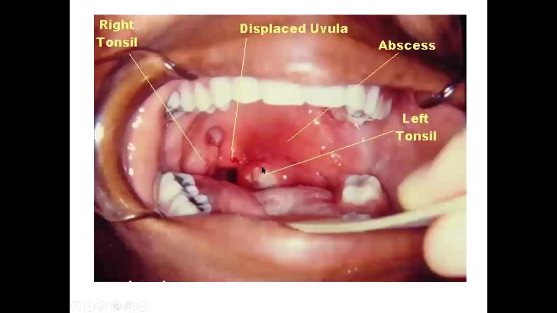This is a picture showing a peritonsillar abscess. You can see the soft palate here. You can recognize the uvula, which is pushed to the other side, the normal side, and the left tonsil is enlarged, and above the tonsil there's a bulging on the soft palate.